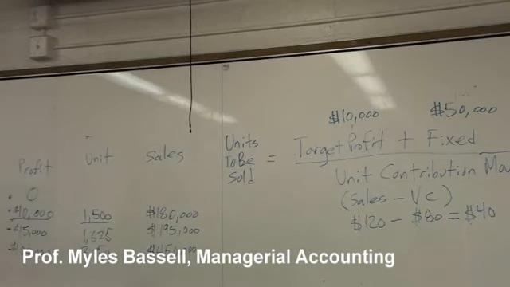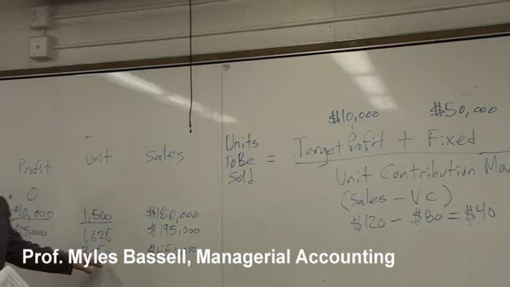How are we doing? Are we good on trust? Is that right? So 3,750 units times $120 per unit?